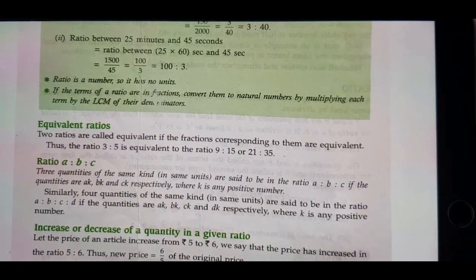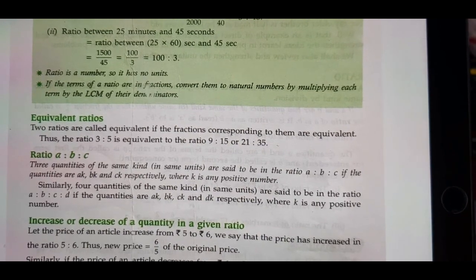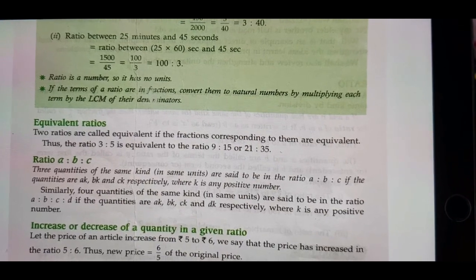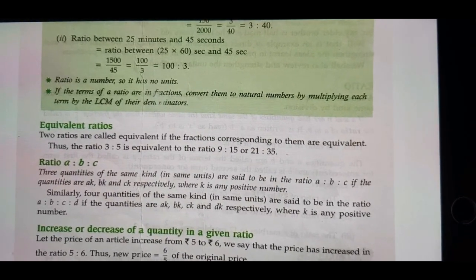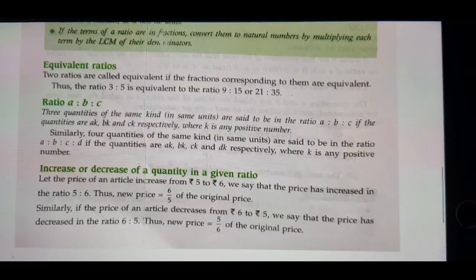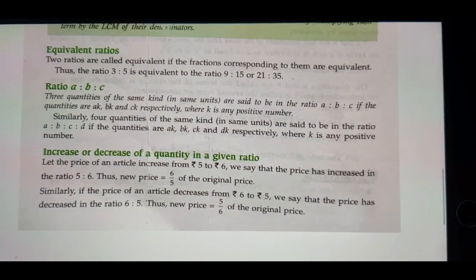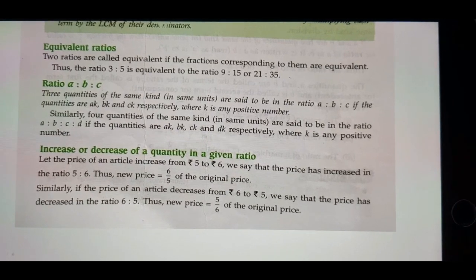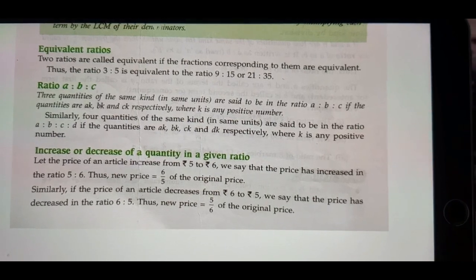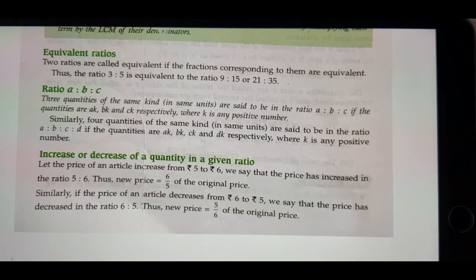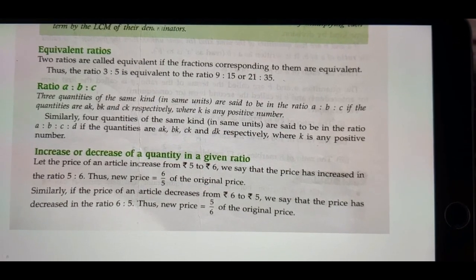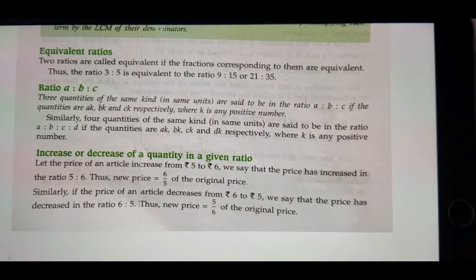In terms of ratio, when the ratios are given in fractions, we convert them into natural numbers by multiplying each term by the LCM of their denominators. That we will discuss as the examples come. Now I have already mentioned equivalent ratios above also. When we multiply both quantities by the same number, we get an equivalent ratio. For example, 3 and 5 multiplied by 3 gives 9 is to 15, which is equivalent to 3 is to 5.